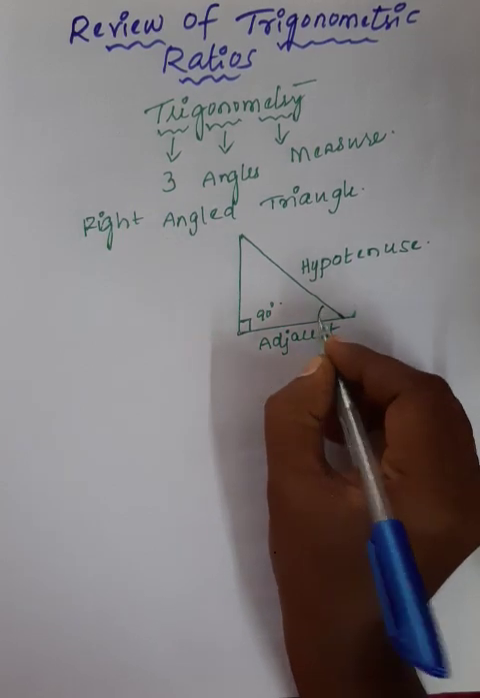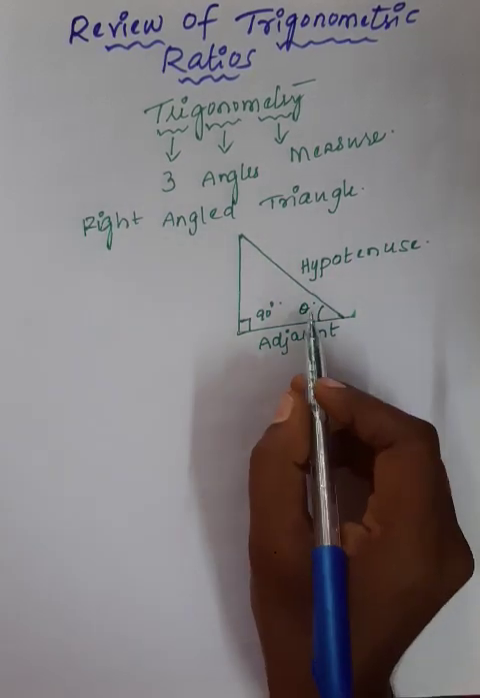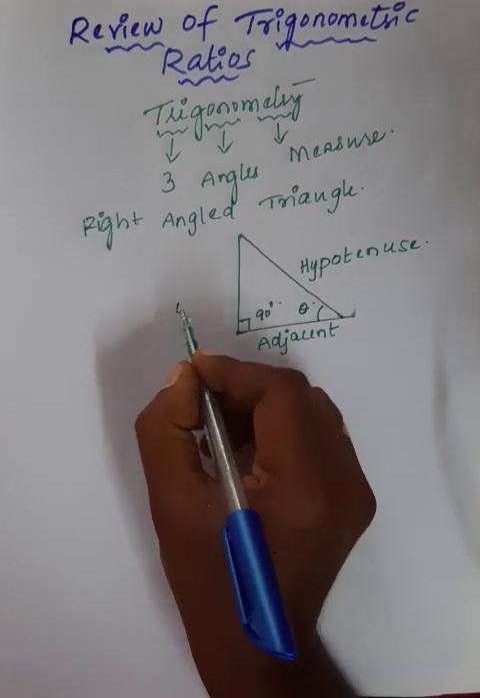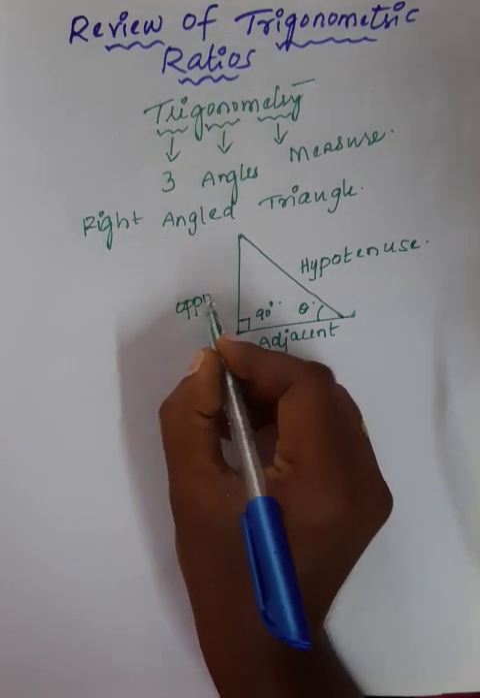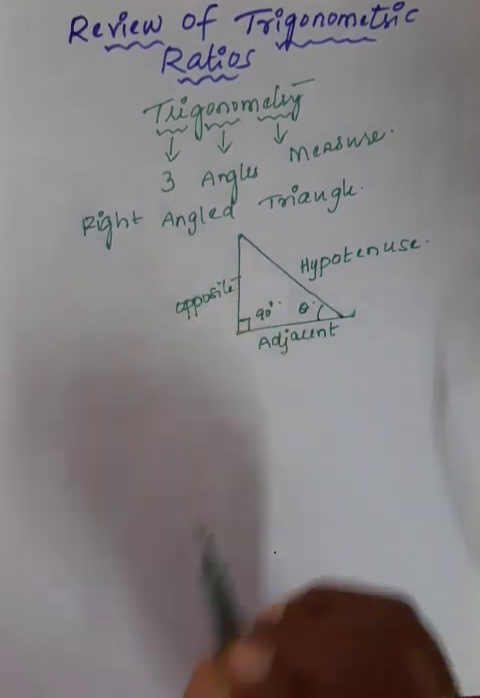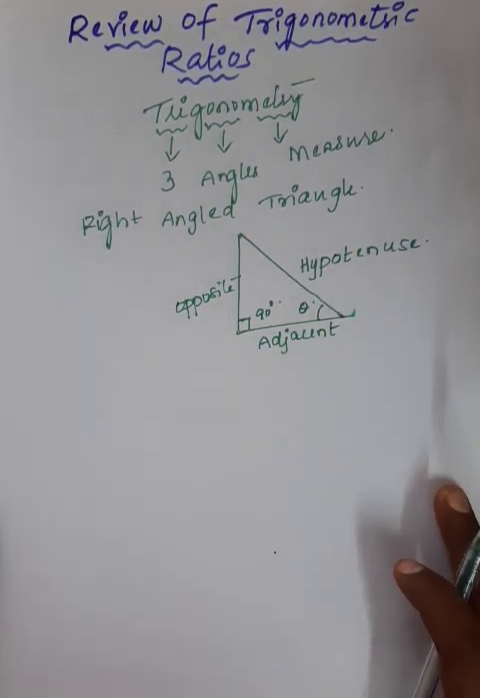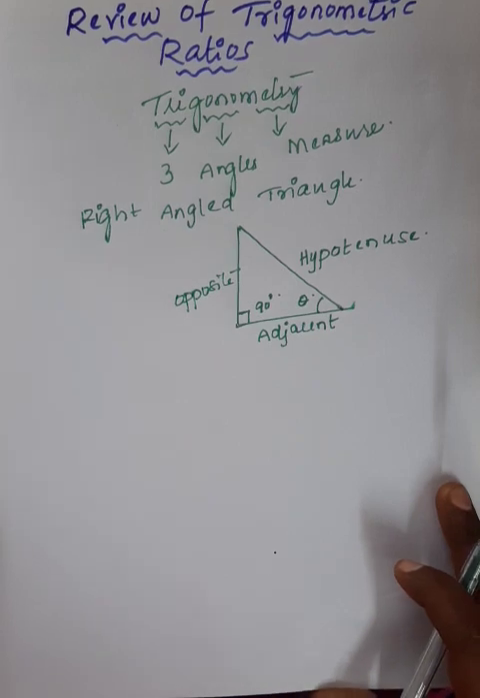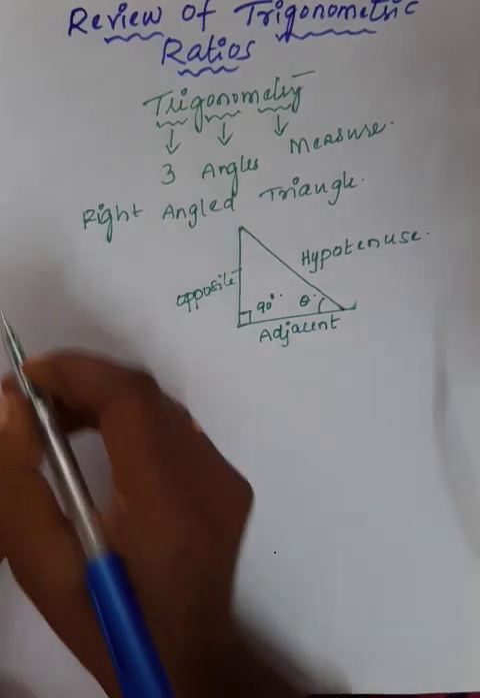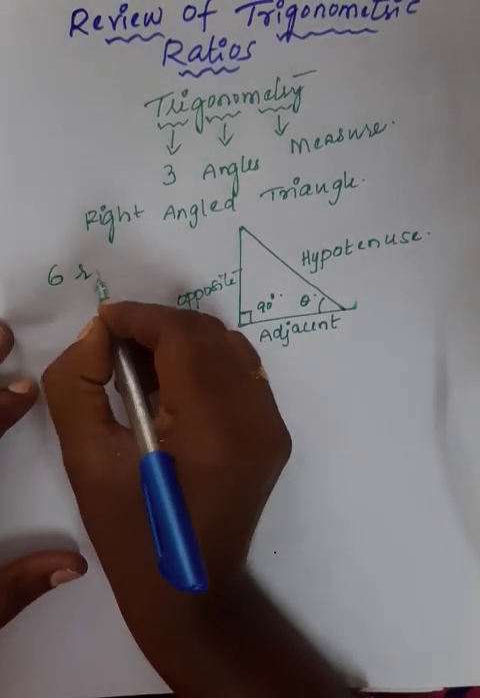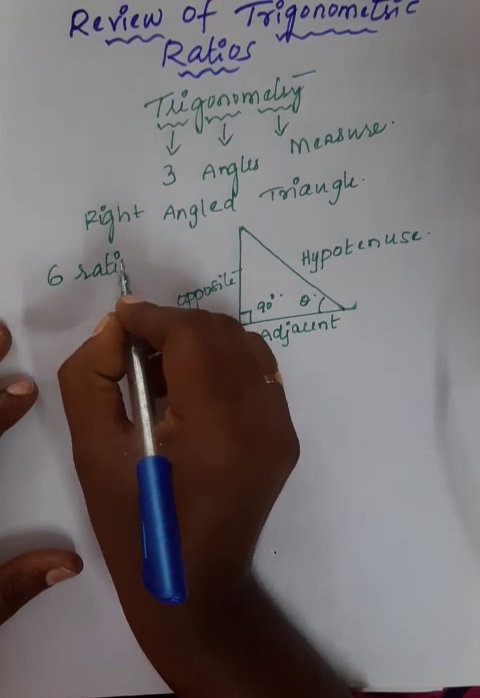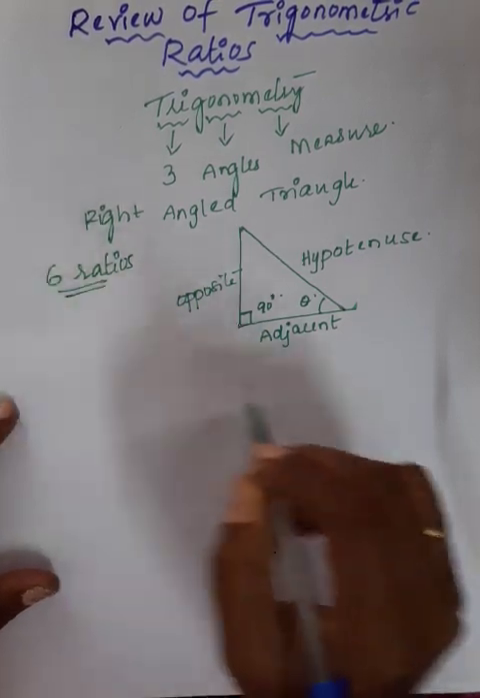Here we have to assume theta. The side opposite to theta we call the opposite side. And the remaining side we should call the adjacent side. So here we have a total of 6 trigonometric ratios. 6 ratios. Let us discuss one by one.